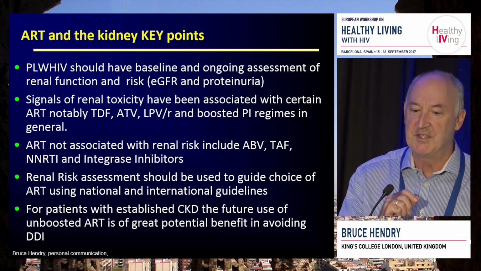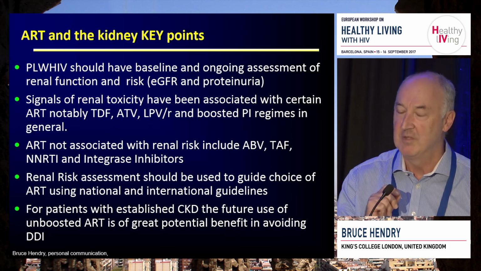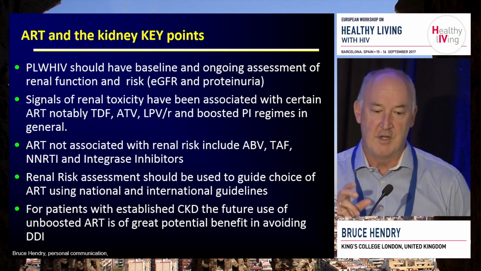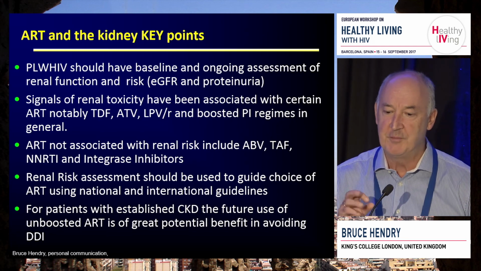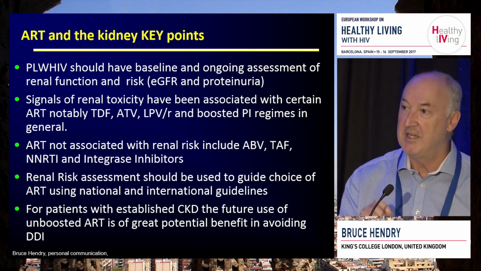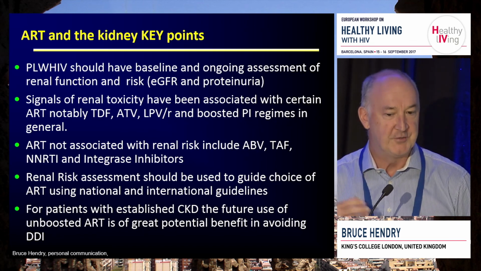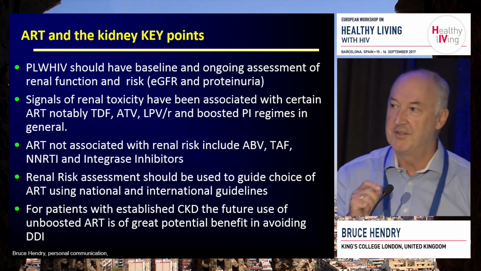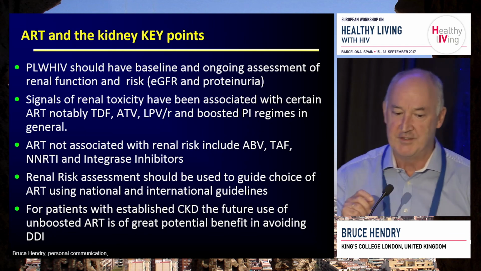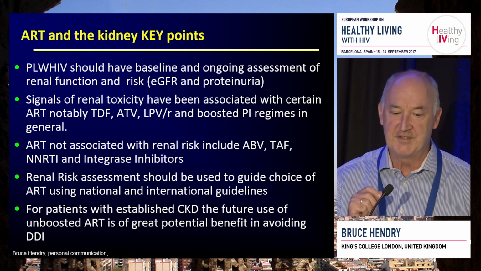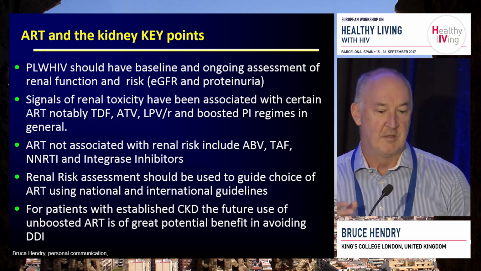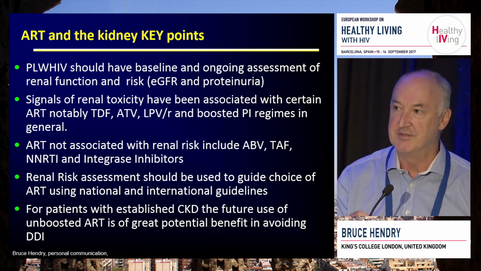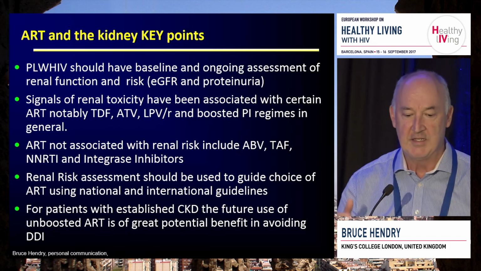Secondly, signals of renal toxicity have been associated with certain ART, and I've shown you some of the evidence, but notably TDF-tenofovir, atazanavir, boosted lopinavir, and all boosted PI regimes in combination with TDF in particular have to be considered to be used with vigilance. ART not associated with renal risk include abacavir, TAF, the NNRTIs, and the integrase inhibitors. And renal risk assessment should be used to guide choice of ART, and I'd recommend both your national and international guidelines, which I haven't talked about in detail. So in the UK, we'd look at the BHIVA guidelines and the EACS guidelines.